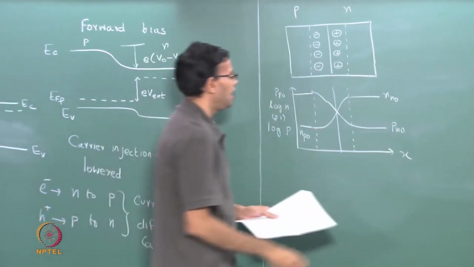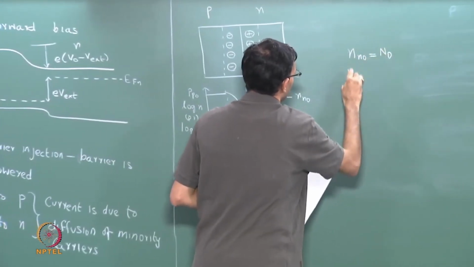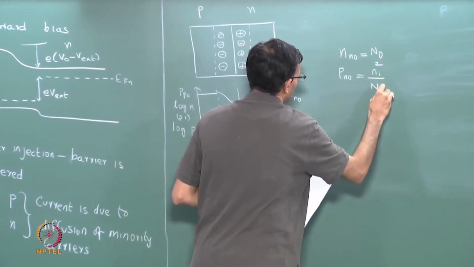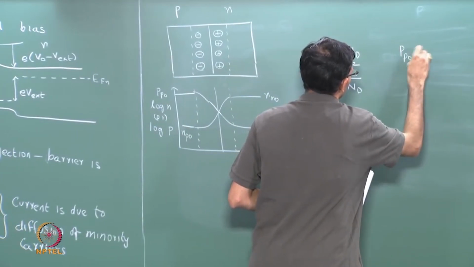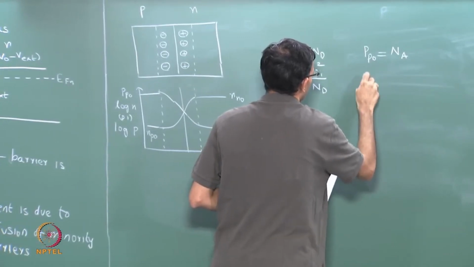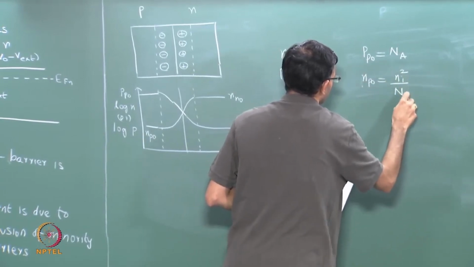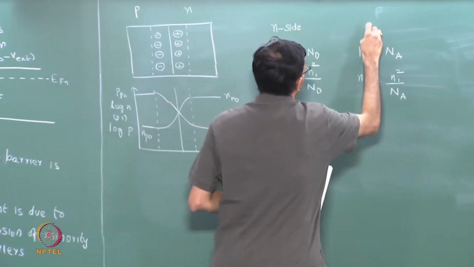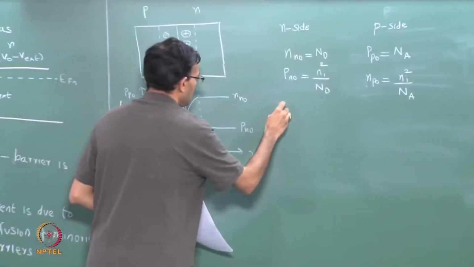p n naught. In last class we saw that n naught was N D, p n naught is nothing but n i square over N D, p naught, which is the p side, N A, and n p naught is n i square over N A. So this is my n side, that is my p side. So this is in the case of equilibrium.